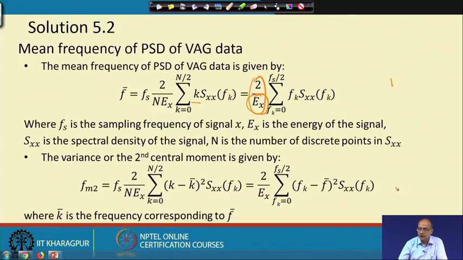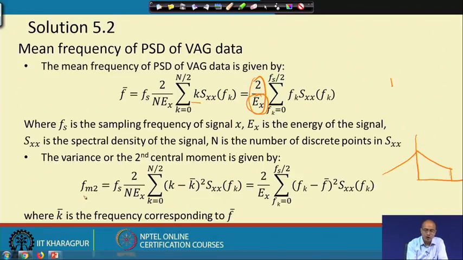Okay. So, if we look at the plot, if we just try to draw a sketch, if the spectrum is like this, we are taking only one half. So, the energy is half. So, we are normalizing it with Ex by 2, and for that we are computing the energy starting from 0 to Fs by 2, up to which we can get the values, and we are computing the first moment. So, that is the way we get the mean.